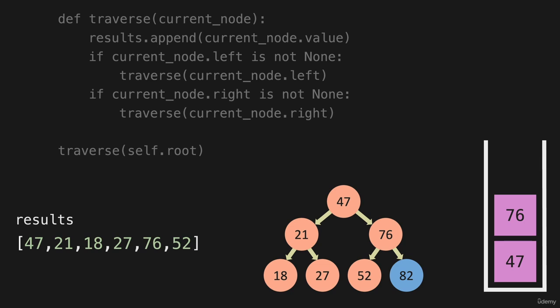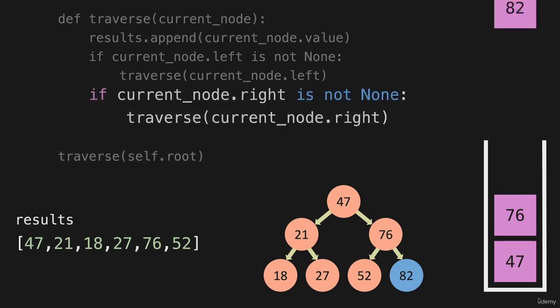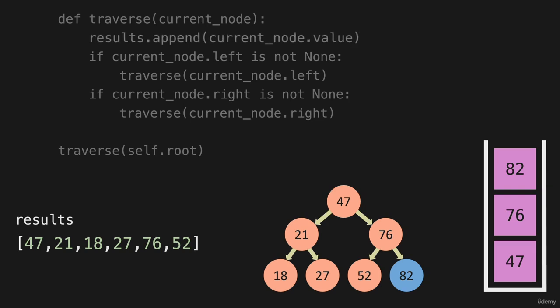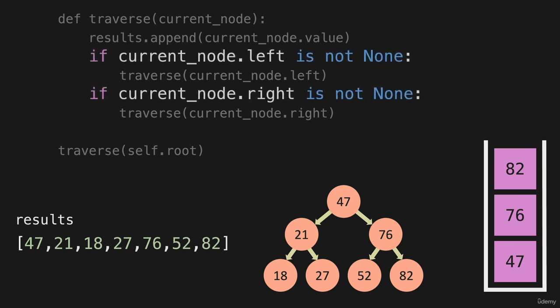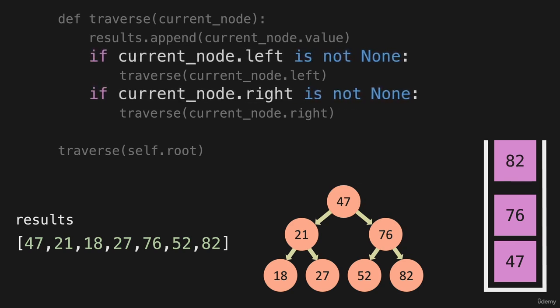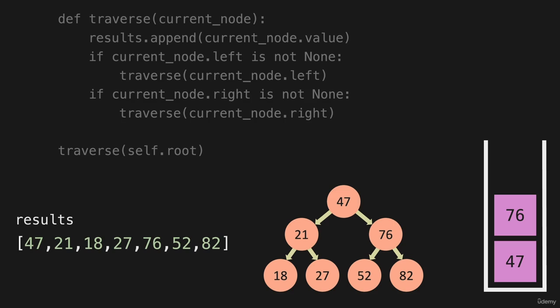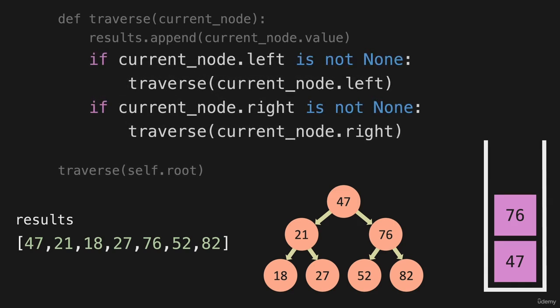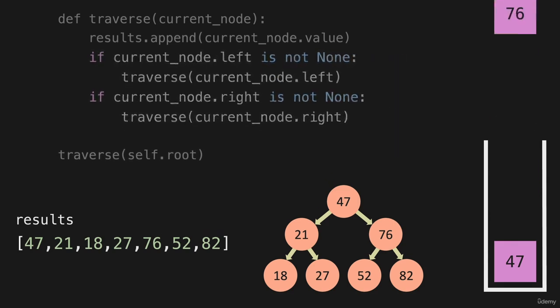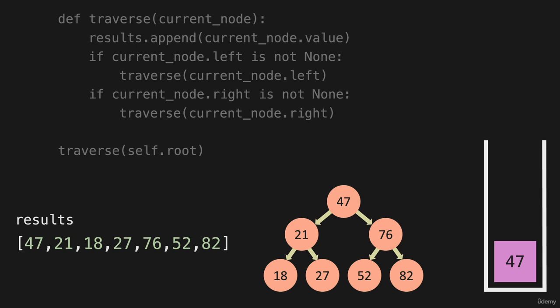The 76 has already gone left. Now it needs to go right. That'll push the 82 onto the call stack. We'll run this line, which adds 82 to the results list. It's going to look left and right. There is nothing on the left or the right of the 82, so we can pop that. The 76 has gone left and it has gone right, so now we can pop that from the call stack.